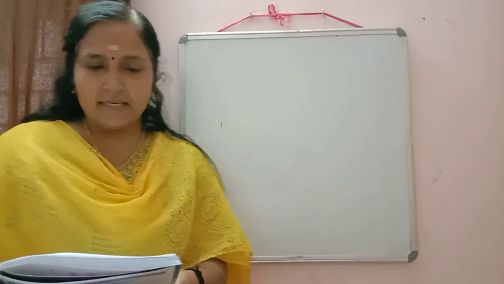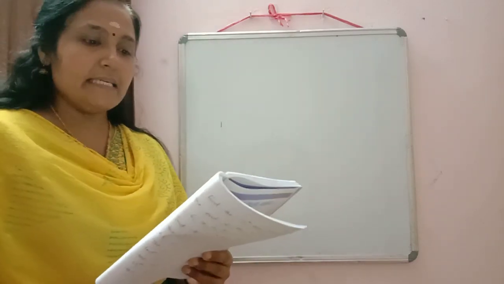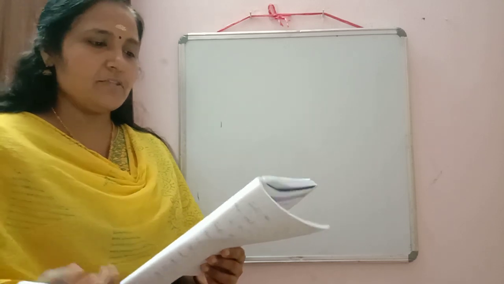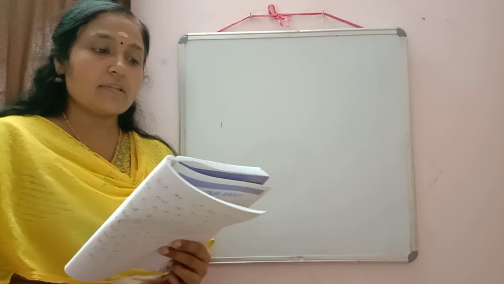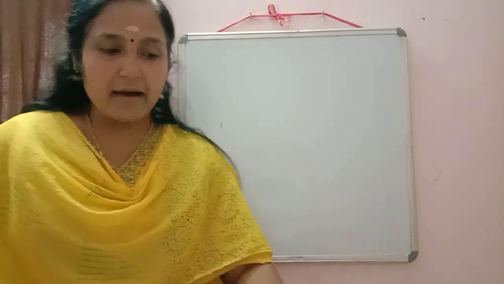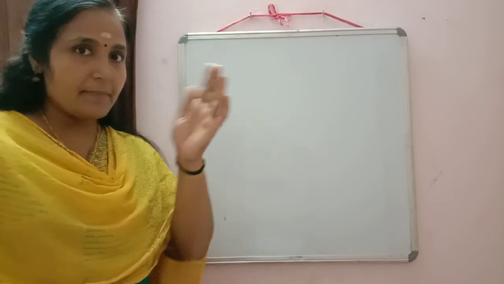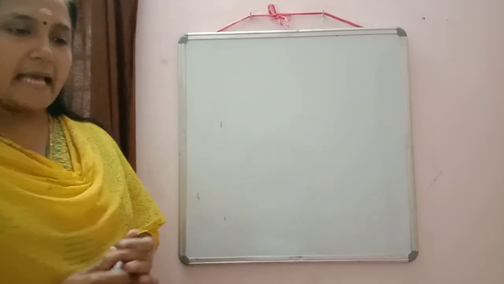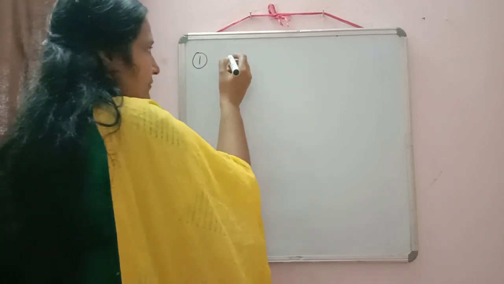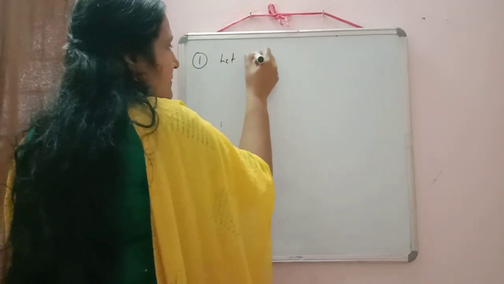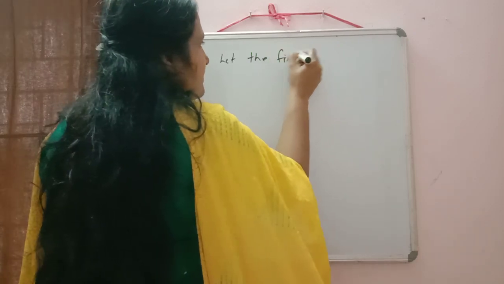The first question is, two APs have the same common difference and the difference between their 50th term is given. Now just to check what they gave: two APs have the same common difference. Their first term can be different but their common difference is the same. So we'll take the first term of one AP as A1.